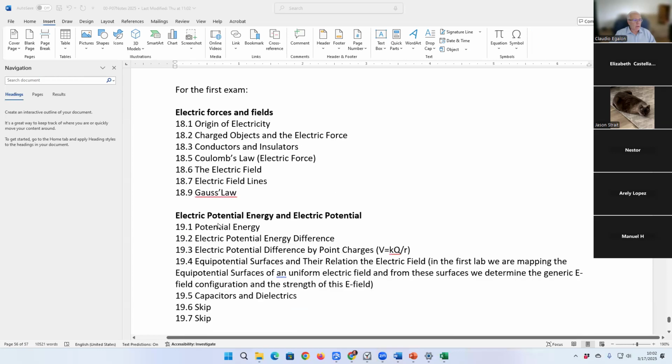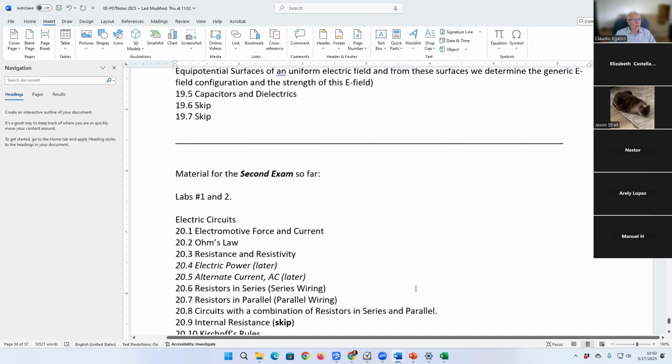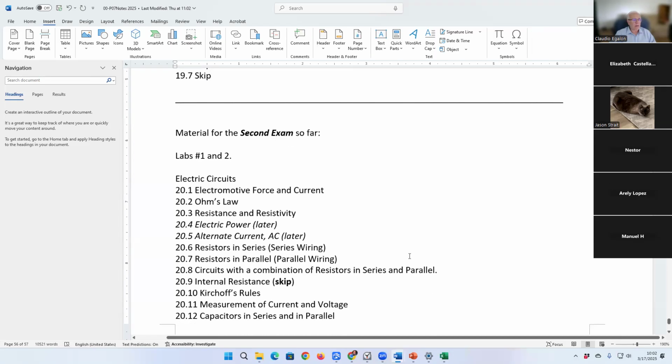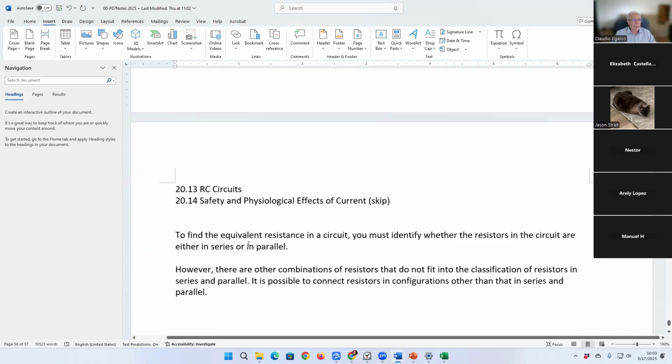And the material that's going to show up in the first exam is this one that you see right in here, chapters 18 and 19. Some of the sections of chapter 19 have been excluded from the first exam. What we have covered so far, which is going to be material for the second exam, is labs 1 and 2. And so far we have those sections of chapter 20.